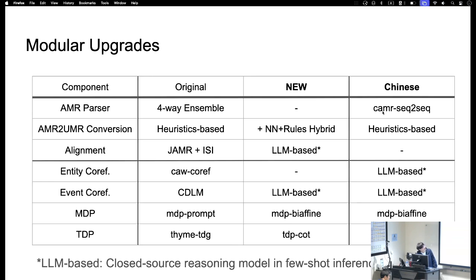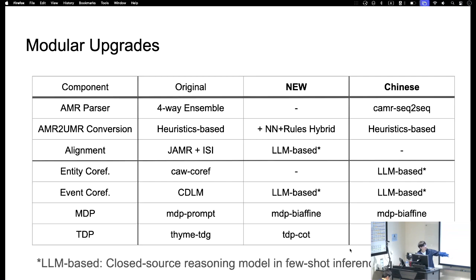For Chinese, that's the AMR parser. Now, Claire's hybrid approach is only for English, so for Chinese it has to be currently only heuristics based. There's no need for alignment. And for Chinese, I had a hard time finding a good reference, so at this point in time, they are all LLM based. And my model for modal and temporal is to be carried over to the Chinese.